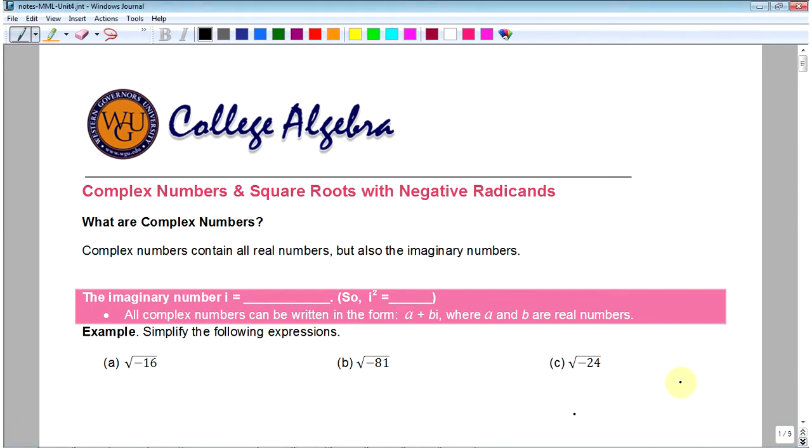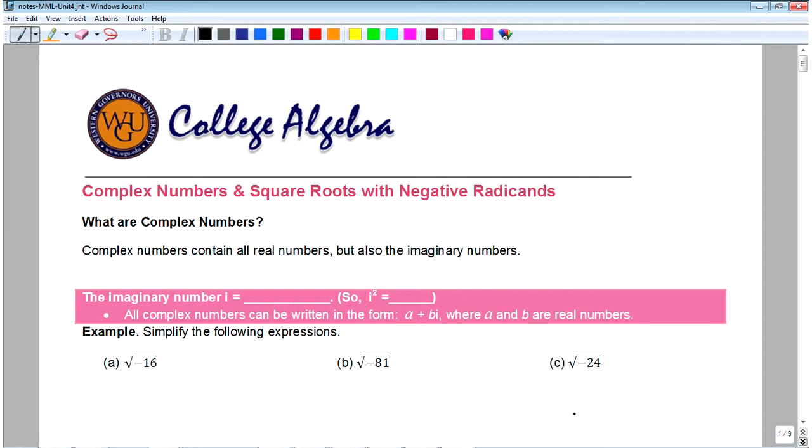Hi, this is Calandra. In this video, we'll cover what complex numbers are and how to find the square root of negative numbers. So what are complex numbers? Complex numbers contain all real numbers, but also the imaginary numbers.